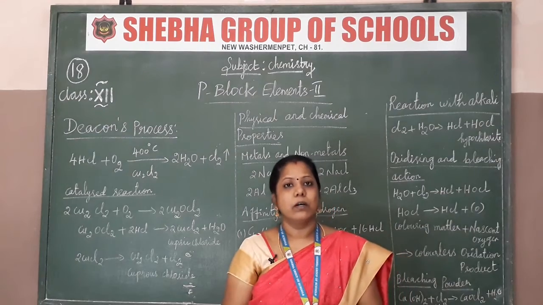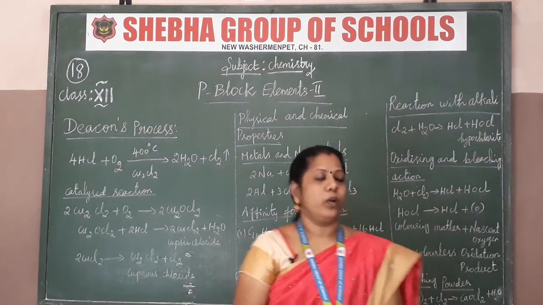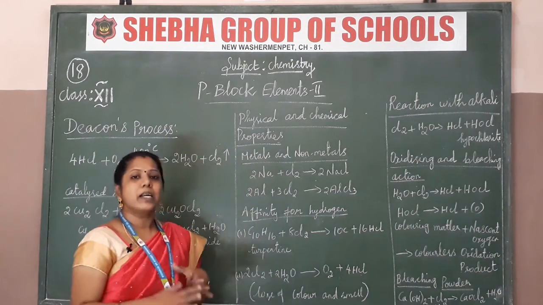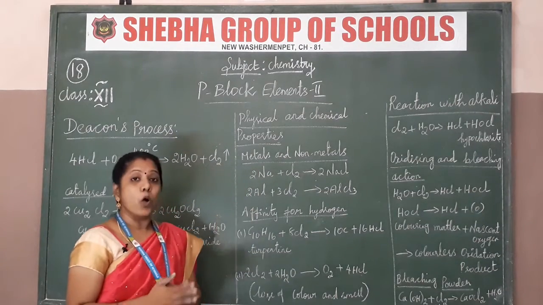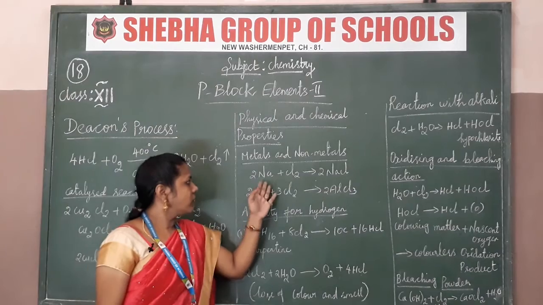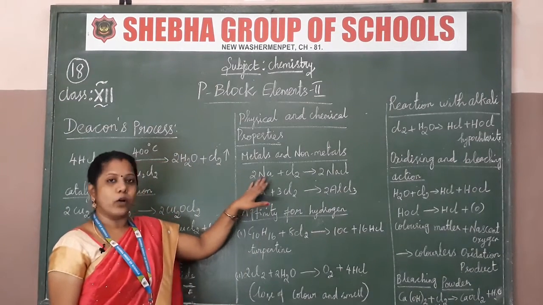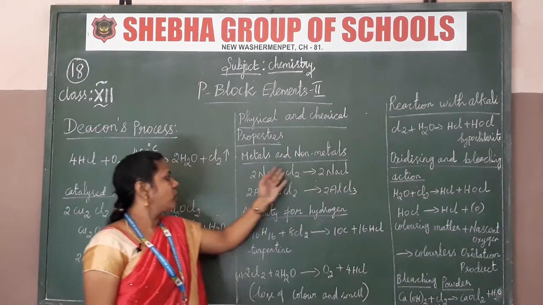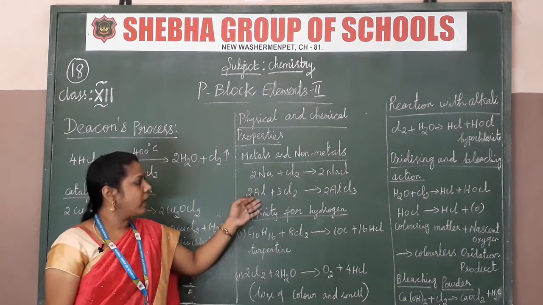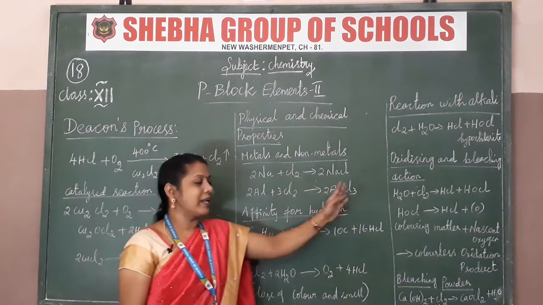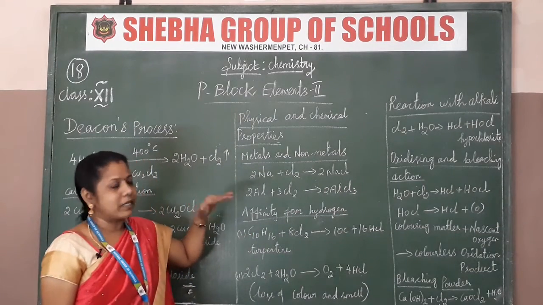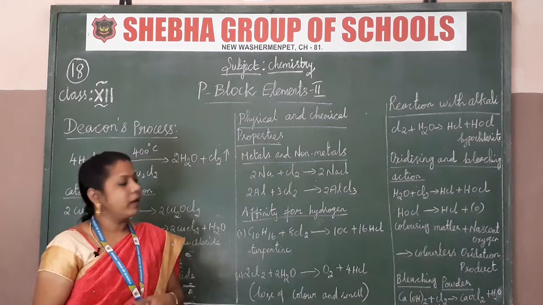Now it is time to go for the chemical properties of chlorine. In these chemical properties, the first one is reaction with metals and non-metals. I am going to consider sodium: it reacts with chlorine, and we get sodium chloride, obviously, and the metal aluminium reacts with chlorine, and we get aluminium chloride. So these are the metal and non-metal reactions of the chlorine element.